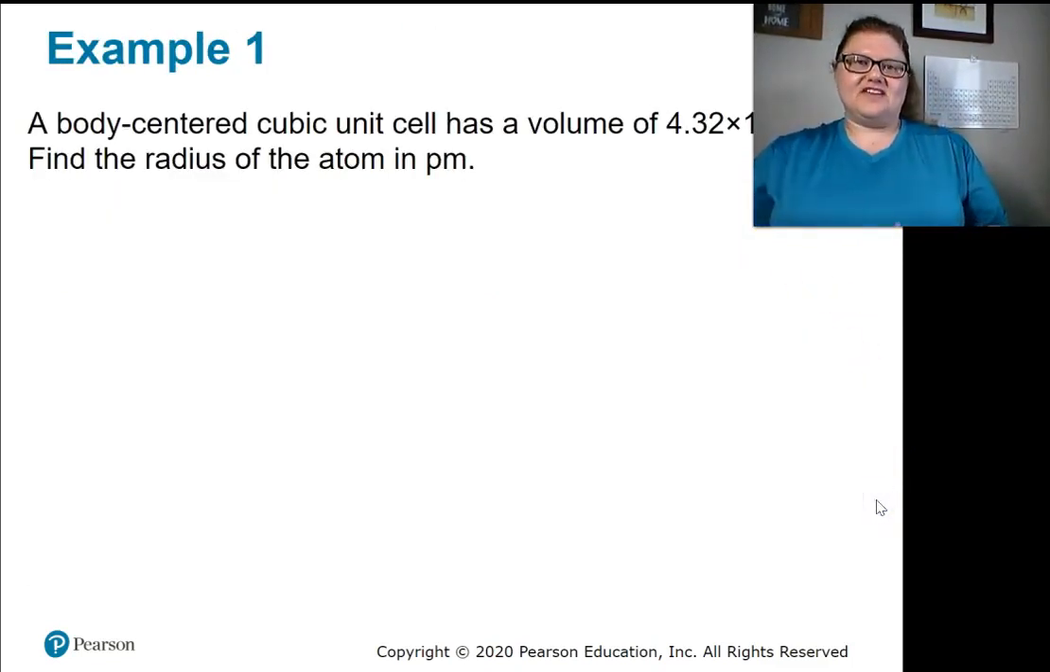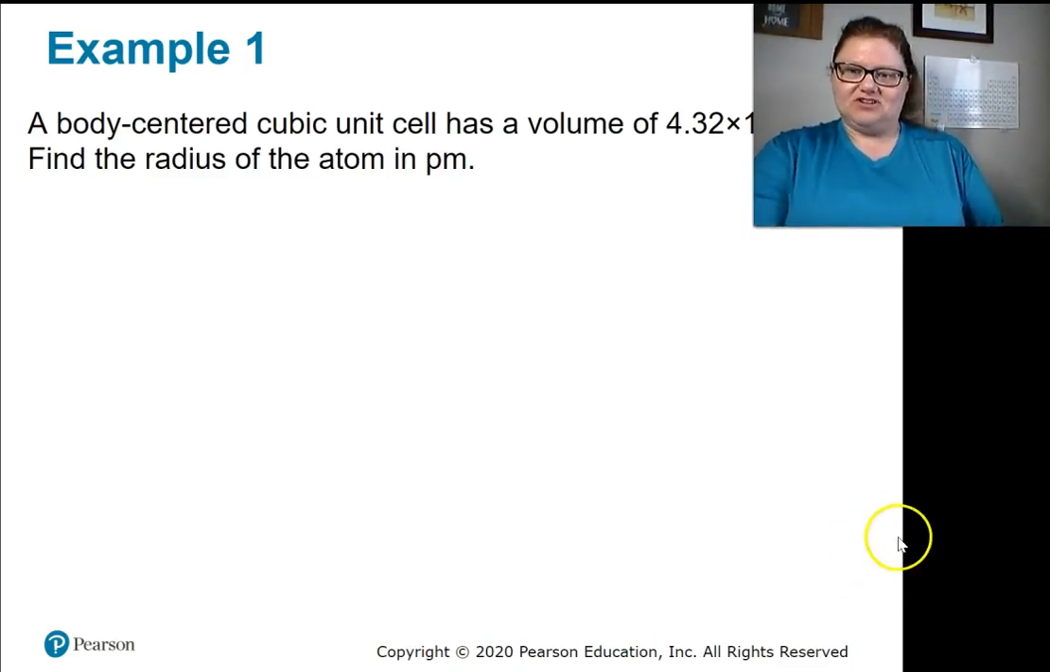All right, here's example 1 on your student note sheet. So let's talk this through together. A body-centered cubic unit cell, which is what we just saw, has a volume given of 4.32 times 10 to the negative 23 cubic centimeters. Find the radius in picometers.